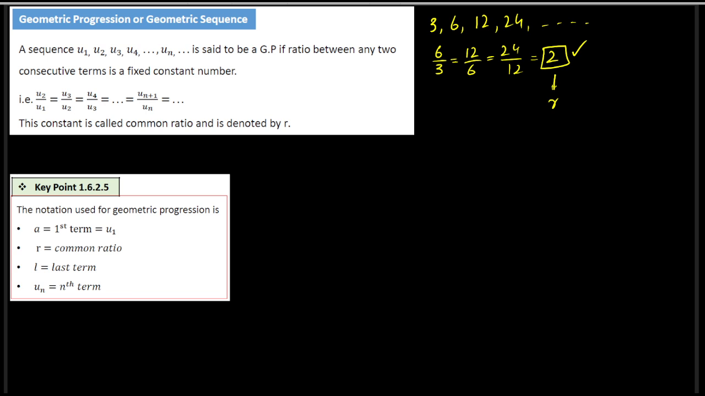Some notations we will use in problem solving. A is the first term, also denoted by u1. So we will use these two notations, A and u1, for the first term of a geometric progression. R is the common ratio, L is the last term of the geometric sequence, and un is the nth term of the sequence.